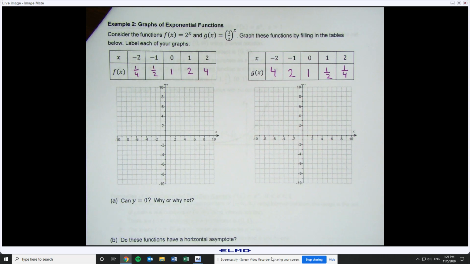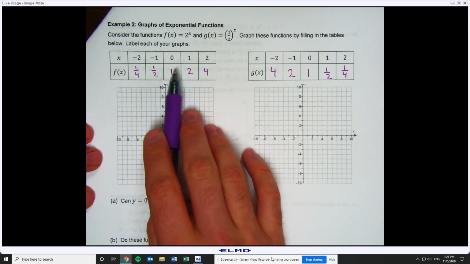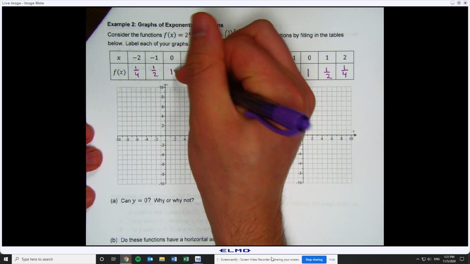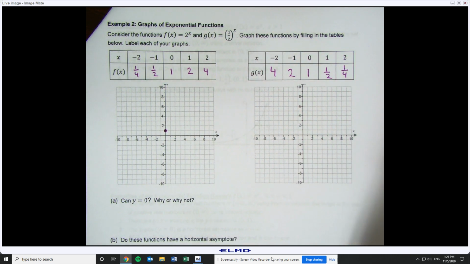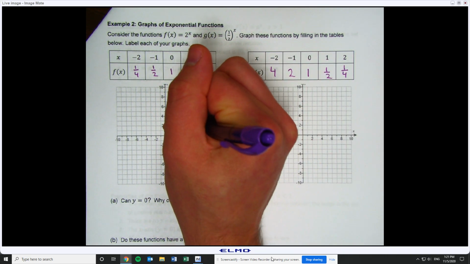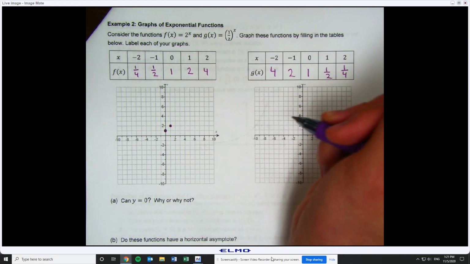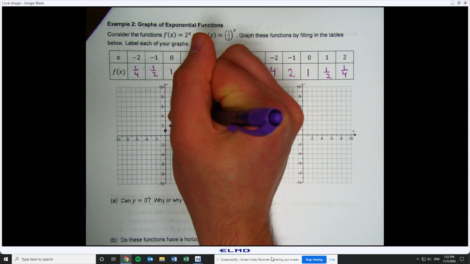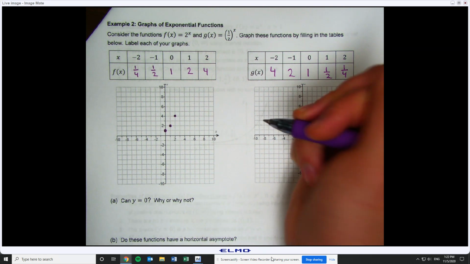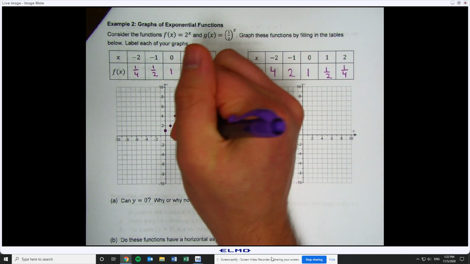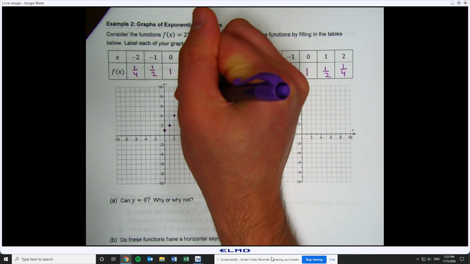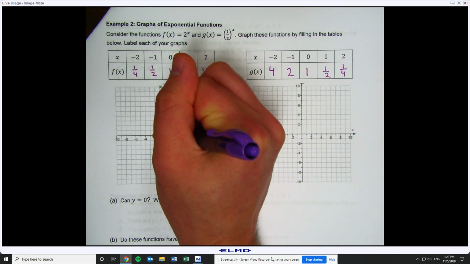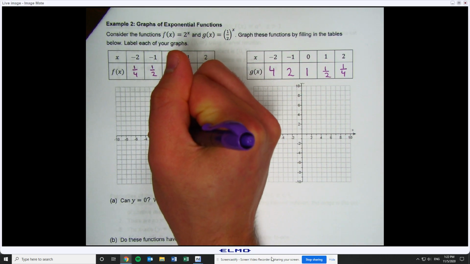Got it. Okay, now that we have some points, we can actually go through and graph these. So starting with this one, I know I have the point 0, 1 right there. I also have the point 1, 2, so 1, 2 right here. I also have the 2, 4 point right here. And also, based on what we just did, I also have 3, 8. Got it. All right, go into the other direction. I have -1, 1/2. I have -2, 1/4.